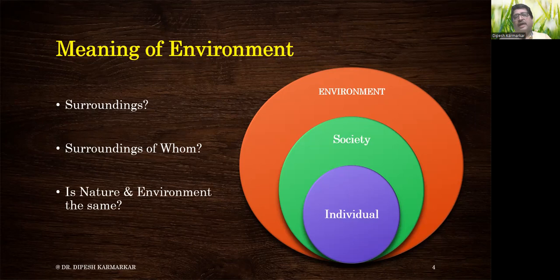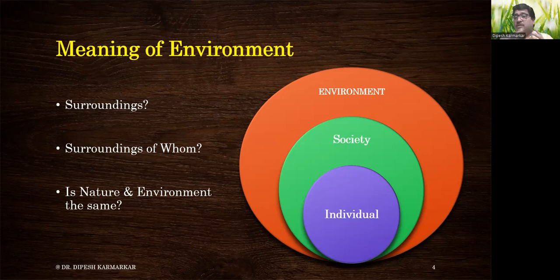Now, is it that nature and environment both are the same? Obviously, if you have understood the concept of environment, you will answer this question as obviously no. Though many times these terms are used as synonyms, they are not the same. When we say nature, we are talking about nature in absolute terms, about all the different components of nature. But when we say environment, it refers particularly to the individual whose surrounding we are talking about. So every plant has its own environment, every animal has its own environment, every human being has its own environment.